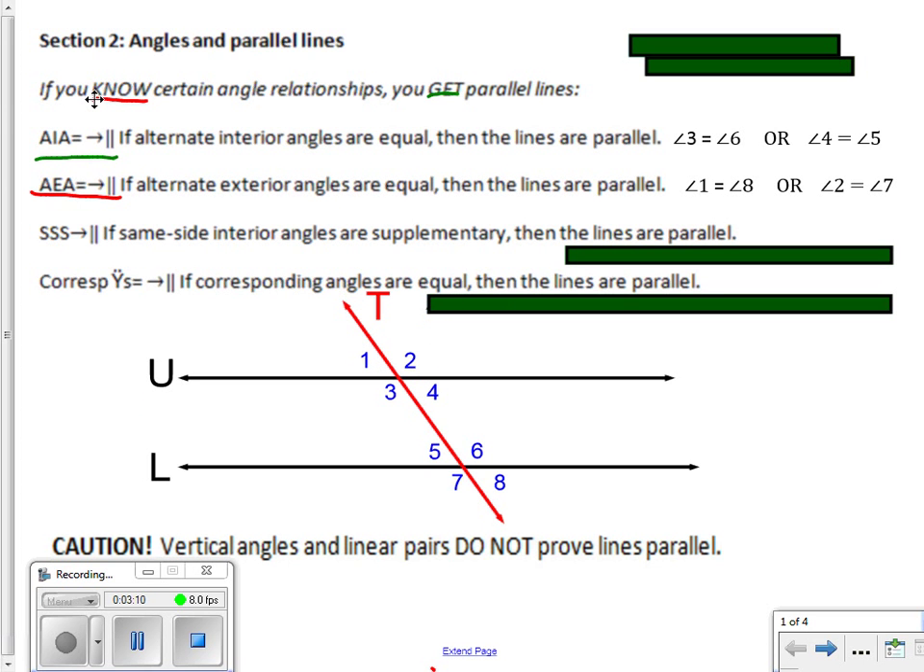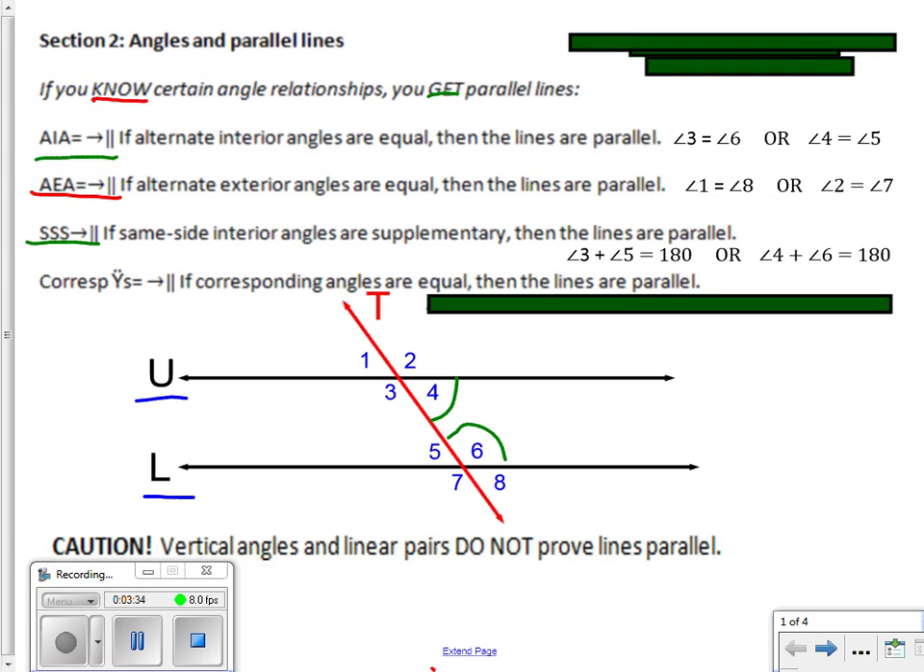Another one would be if our same side interior angles are supplementary, then the lines are parallel. If I told you that angle 4 plus angle 6 equaled 180, then 4 and 6 are supplementary, and those are same side interior angles. That would prove that line U is parallel to line L. The pairs that work are 4 and 6, like we said in green, or 3 plus 5. If those equal 180, then again, U and L have to be parallel.